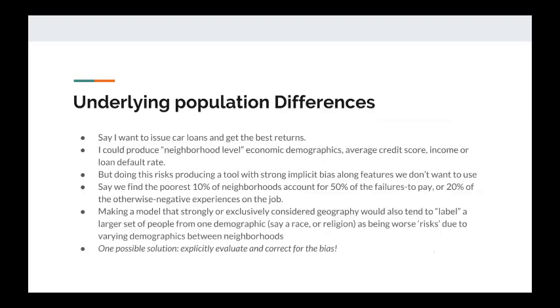And then finally, and this is one of the hardest ones, the fourth thing that I would put a finger on is that sometimes bias happens because there's underlying population differences. So say I want to issue car loans, and I'm going to make an AI system that just gets the best returns. And I have a bunch of data on people. I've got people's zip code, I have average income.